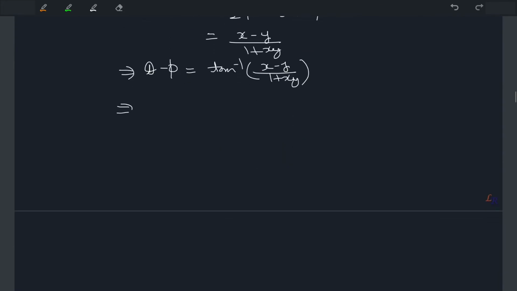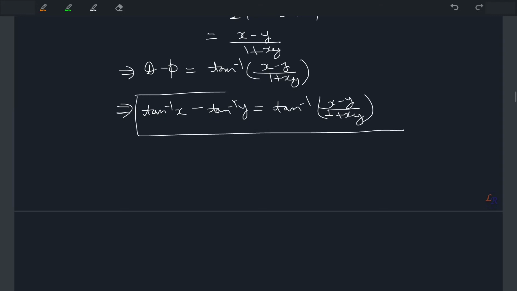So now you put the value of theta and phi, right? So you can have tan inverse x minus tan inverse y, and this is equal to tan inverse of (x minus y) upon (1 plus xy). You see how nicely you have proved. You can do the same for the rest, right?